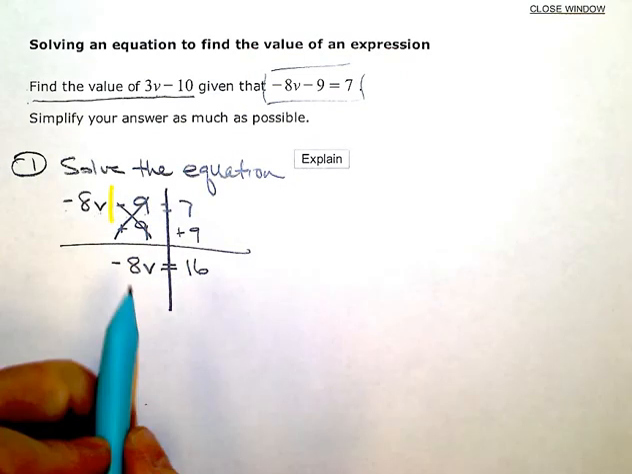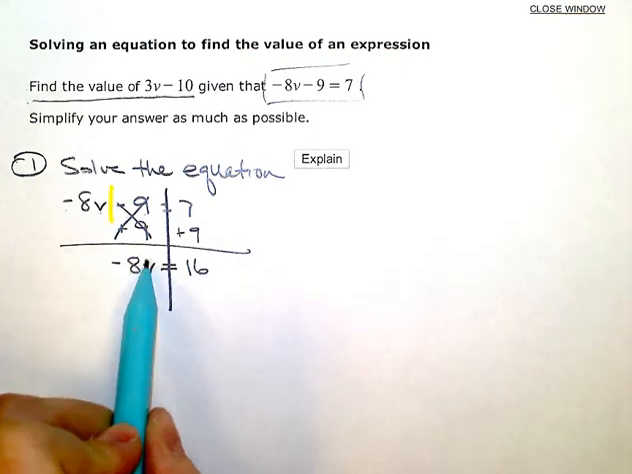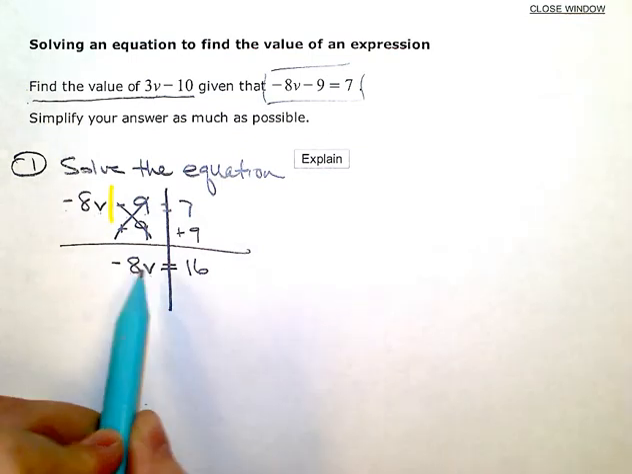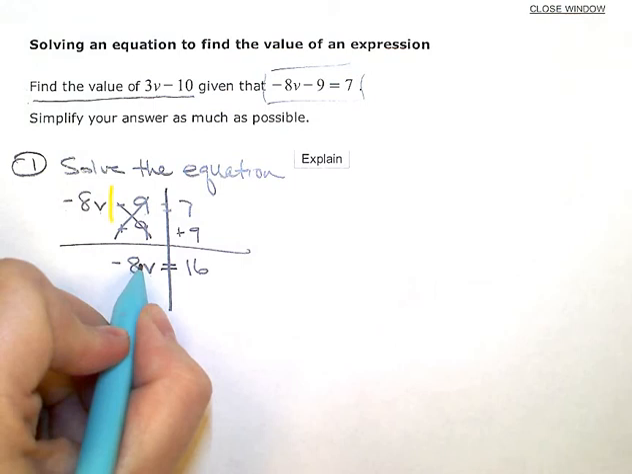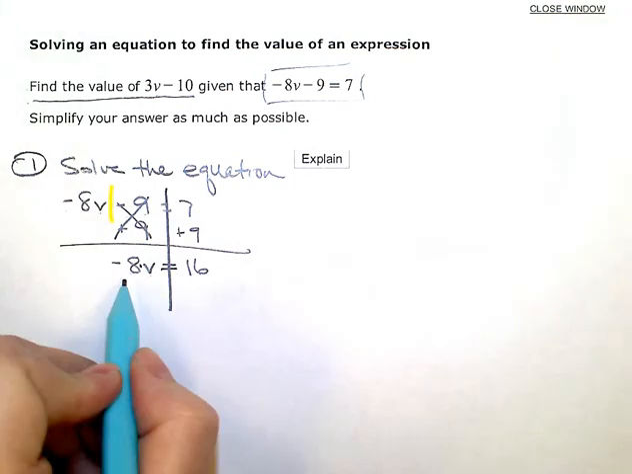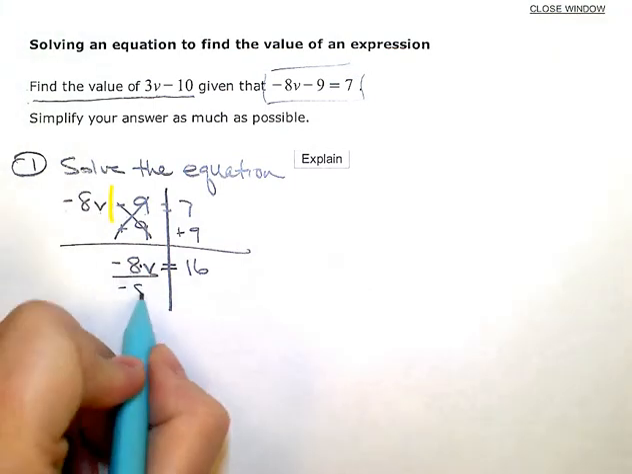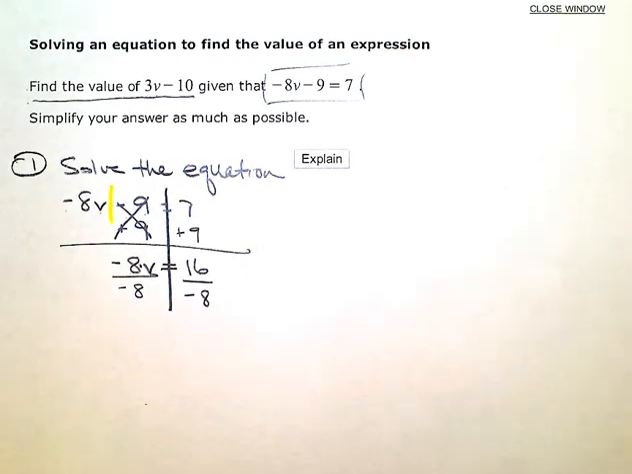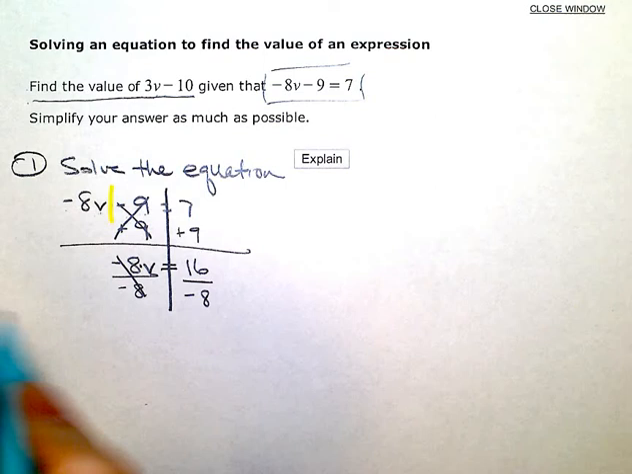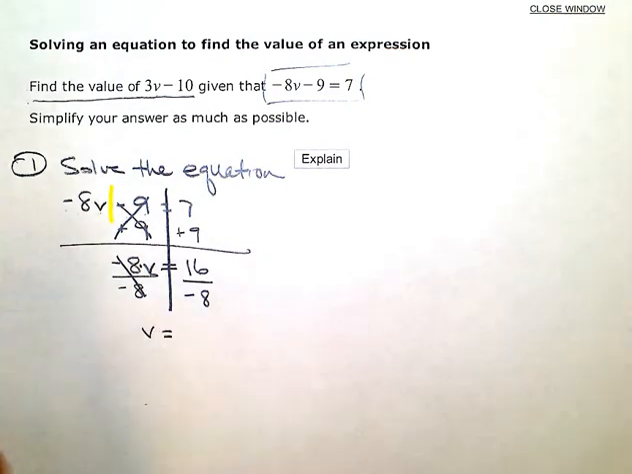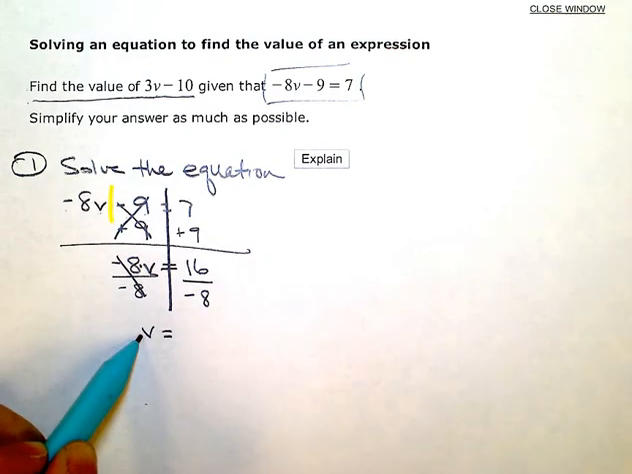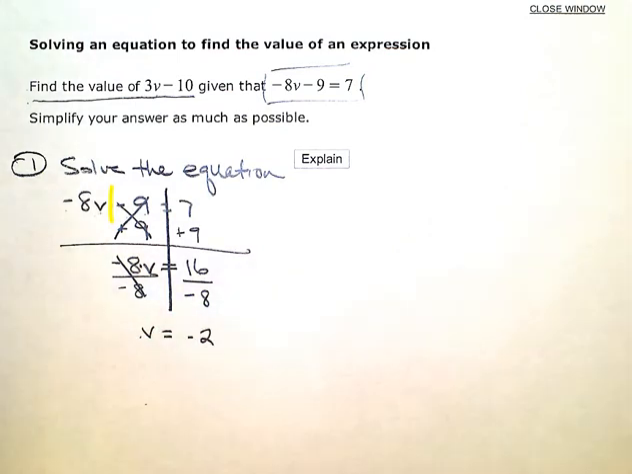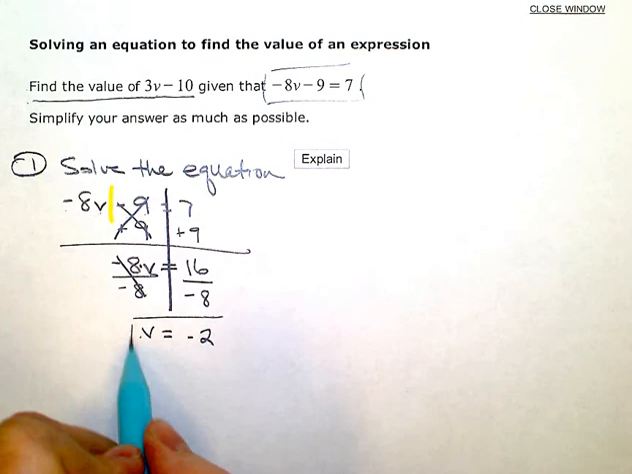Okay, now I can eliminate this coefficient, the number directly attached to my variable. And remember, this is implied multiplication right there. So the inverse operation would be to divide by negative 8, and keep your equation balanced by doing the same thing on the other side. Okay, when I simplify, I'm left with just plain v on the left and negative 2 on the right. Okay, so now I know what v is equal to.